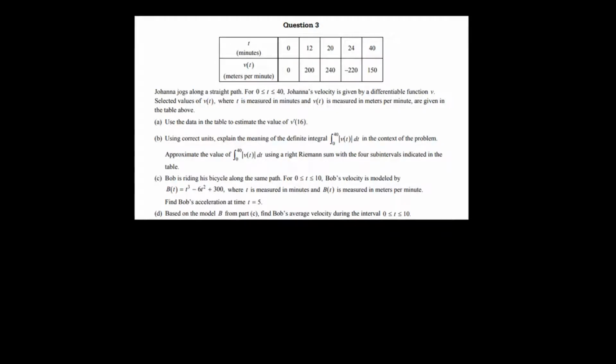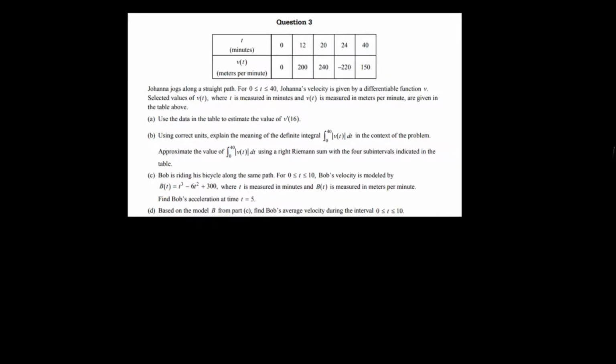Recall that a function's instantaneous rate of change is its derivative, and the way to estimate an instantaneous rate of change given select data points from the original function is to use the average rate of change, or the slope of the function. Looking at our data set, we can see that t equals 16 fits perfectly in the middle of t equals 12 and t equals 20. So let's use those values when determining the slope at point t equals 16. So let's use the slope formula to estimate v prime of 16.